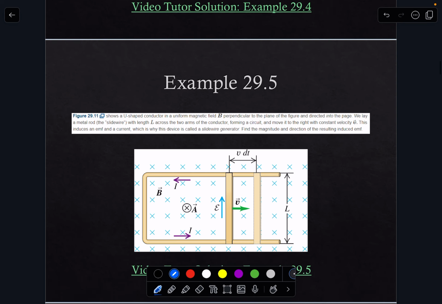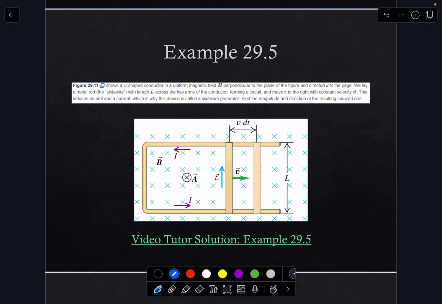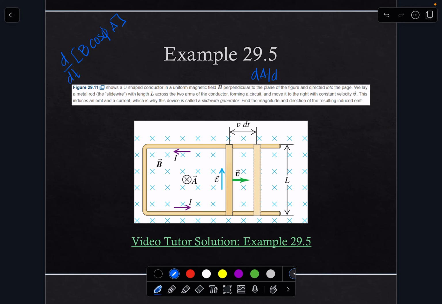The final situation that I do want to study in detail is the slide wire generator. We covered B changing with time. We covered the angle changing with time. So the final aspect of the flux that can change with time is the area, and that's exactly what's going on in this slide wire generator. So we will work on this example in the next video section, okay?